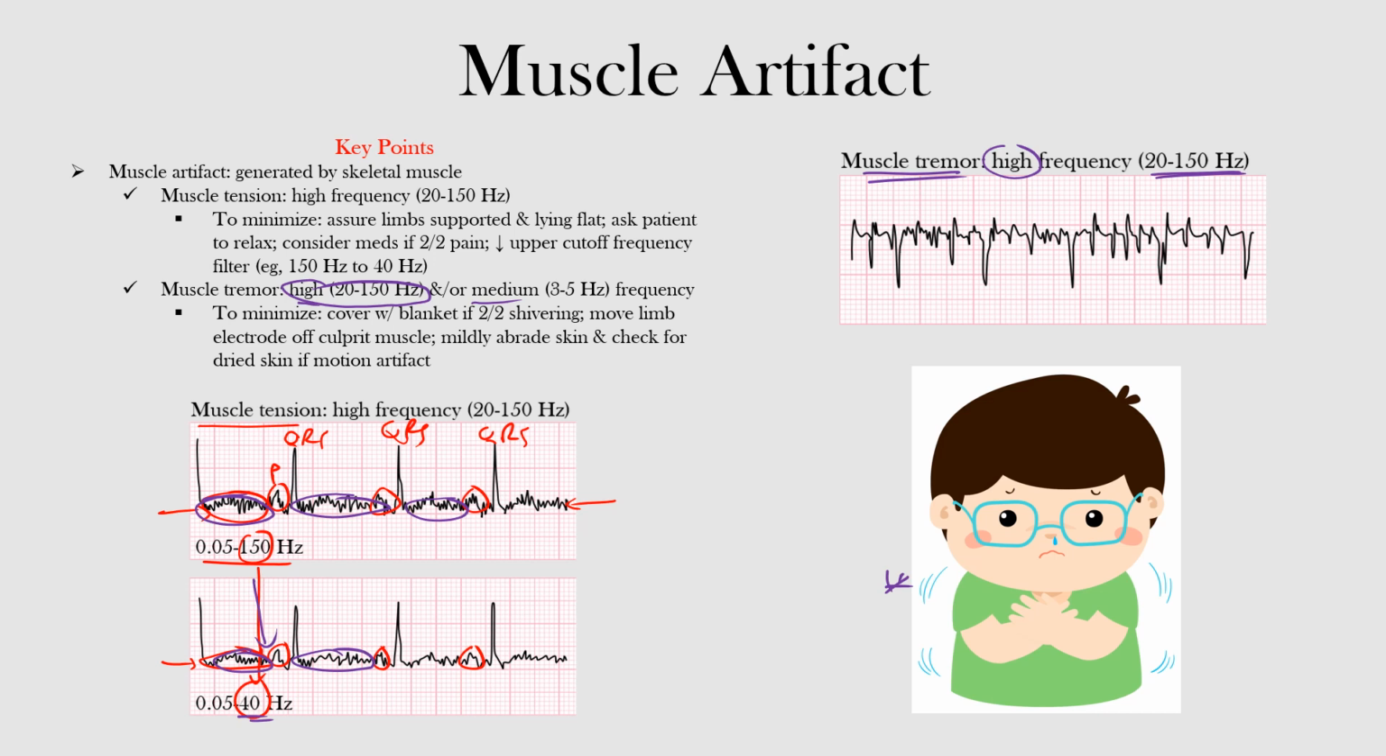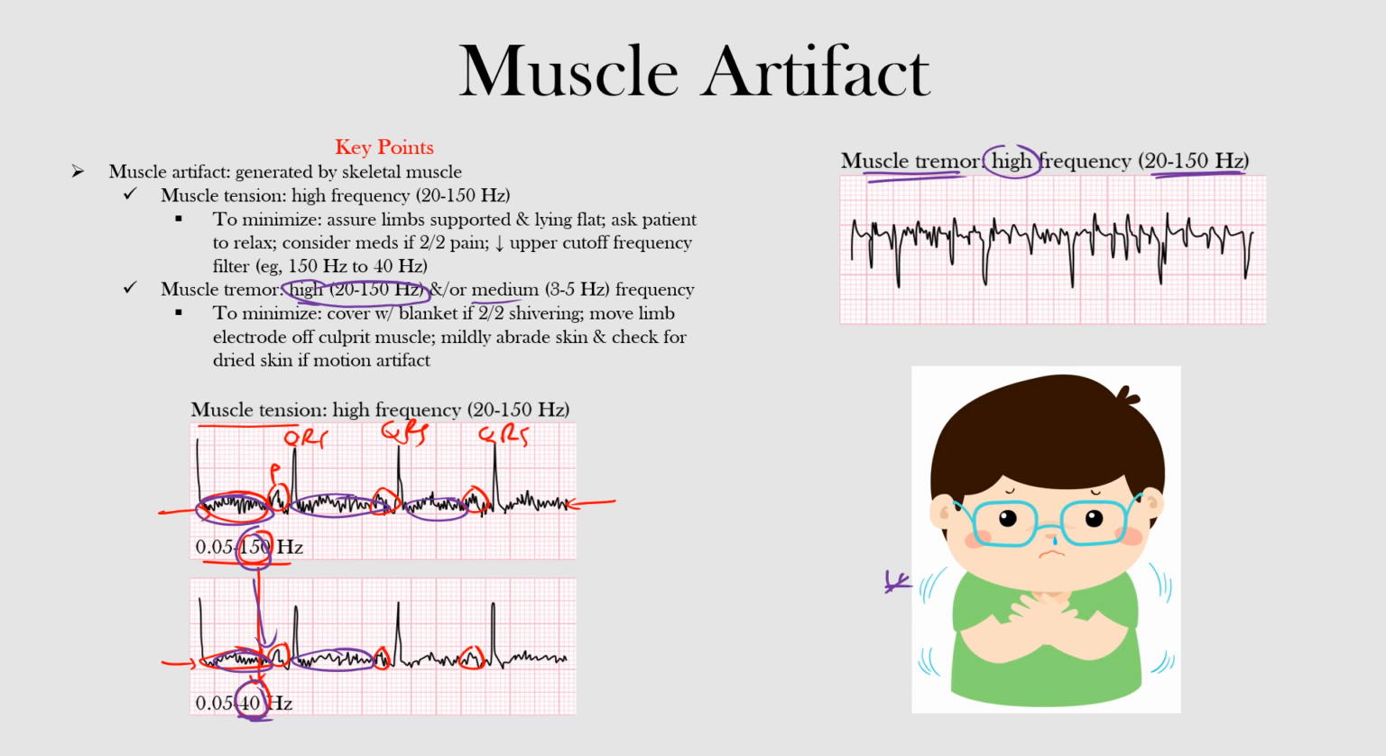We mentioned that to minimize it, you want to ensure that the limbs are supported, the patient's lying flat, and ask the patient to relax. If they're in pain, give them medications to allow them to relax, and you may want to consider lowering that upper cutoff frequency. We saw from lowering it from 150 to 40 hertz that we can make out some of the waves a lot easier. And in terms of the muscle tremor, it's more of a high frequency.